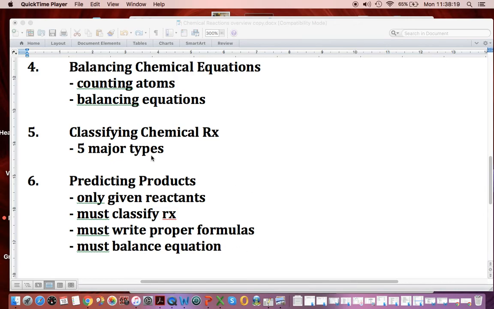If you can do this last section, predicting products, it means you understand a lot of stuff that came before it, and that's a good sign.